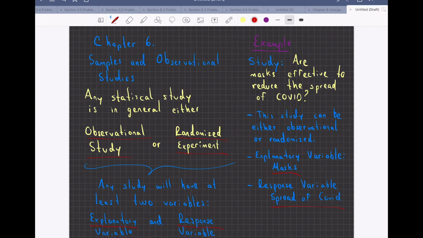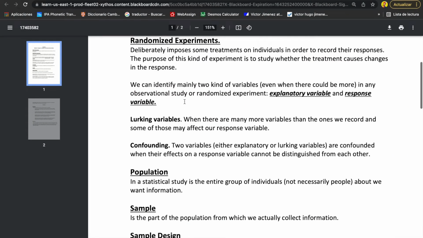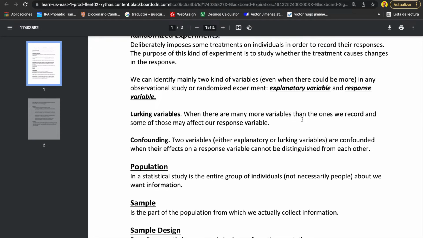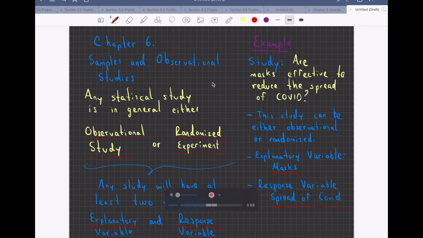Now, let's say that we only do an observational study with this. If we perform an observational study, and even with the random experiment, but with the random experiment we can control that more. If we have only an observational study, what can be a possible lurking variable? A lurking variable, again, is when there are many more variables than the ones we record, and some of those may affect our response variable. So a lurking variable is a variable that is there, but you are not interested in that variable. But anyway, maybe it's affecting your response variable.